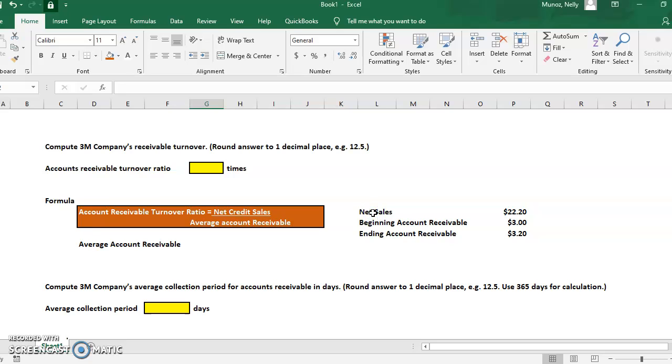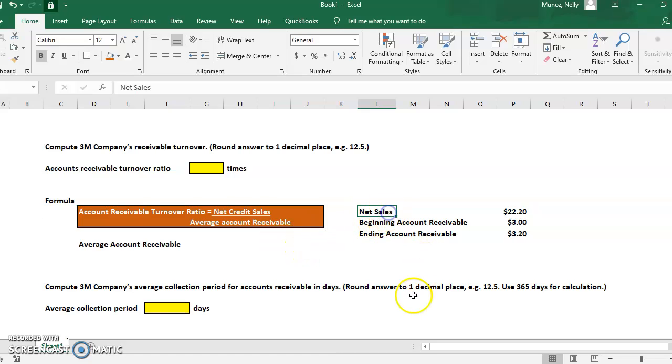As in the last video, I decided to add the formula here, which we had better memorize for our exam and for easier use in the exam as well. So, okay, let's calculate it. The formula says that the accounts receivable turnover ratio is equal to net credit sales divided by average accounts receivable.